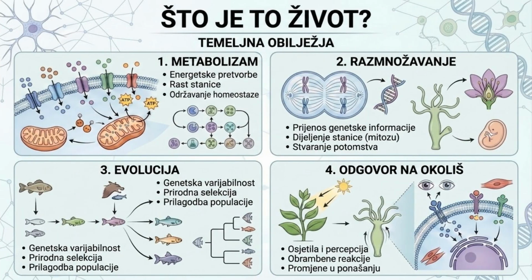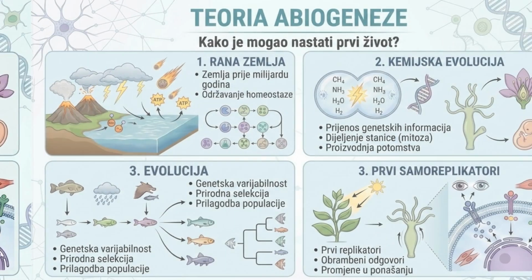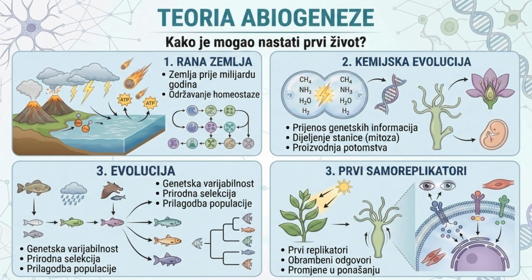To understand the creation of life, we must first define it. Life is typically characterized by metabolism, the ability to reproduce, the capacity for evolution, and responsiveness to the environment. The theory of abiogenesis explores how life might have first emerged on Earth. It looks at the conditions of our early planet, chemical evolution, and the rise of the first self-replicating molecules.